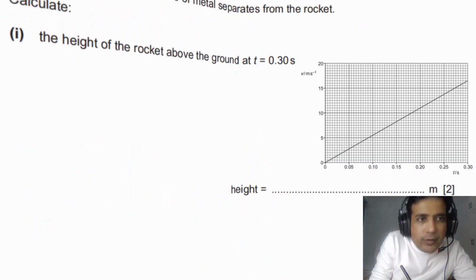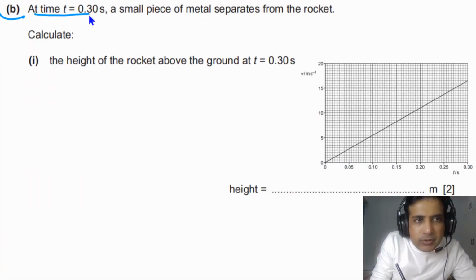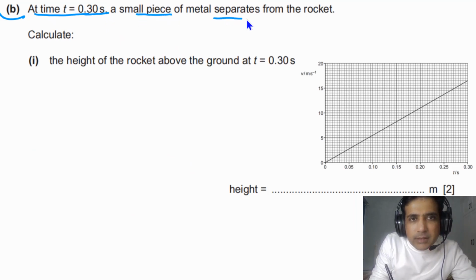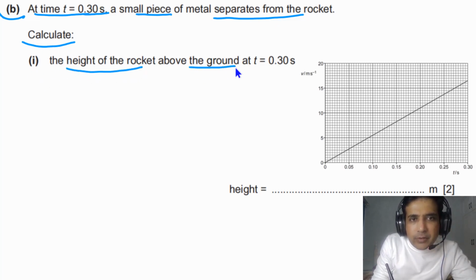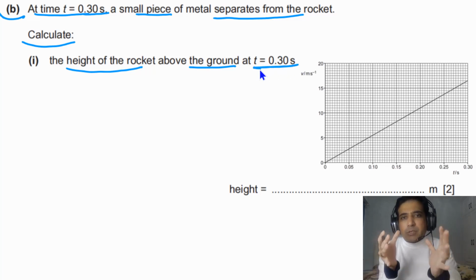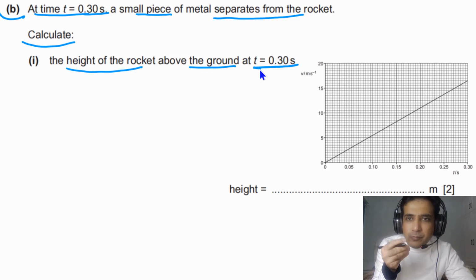This is the B mark. For part B, it is given to us that at time t is equal to 0.30 seconds, a small piece of metal separates from the rocket. We need to calculate for part B1 the height of the rocket above the ground at t is equal to 0.30 seconds. Then this question is quite straightforward. There are different ways to answer this problem.